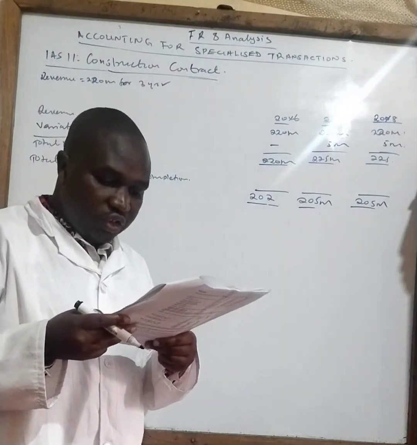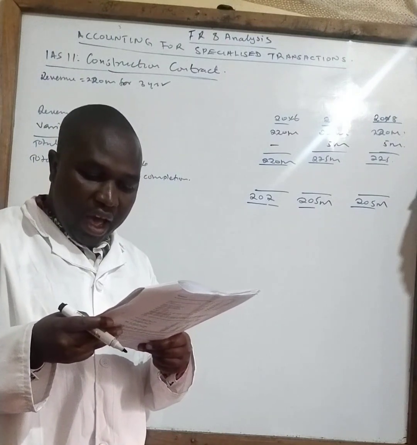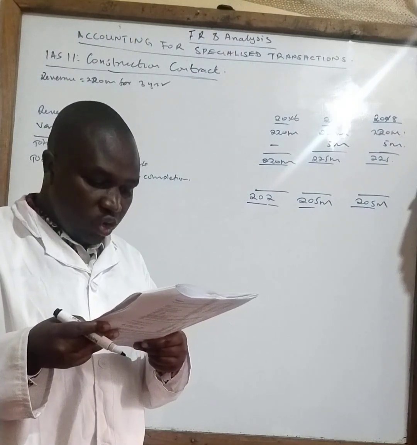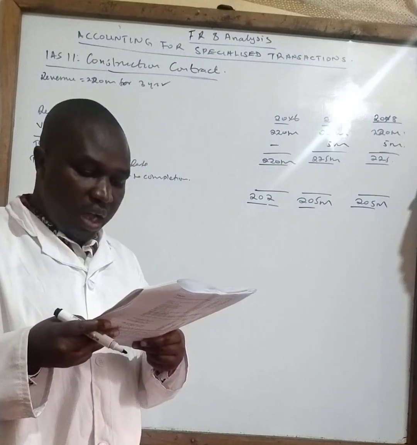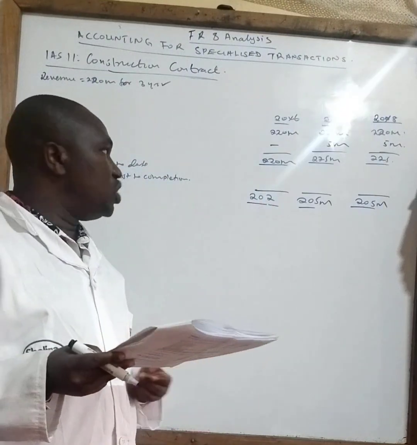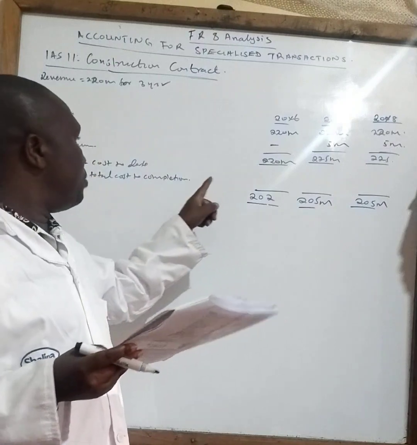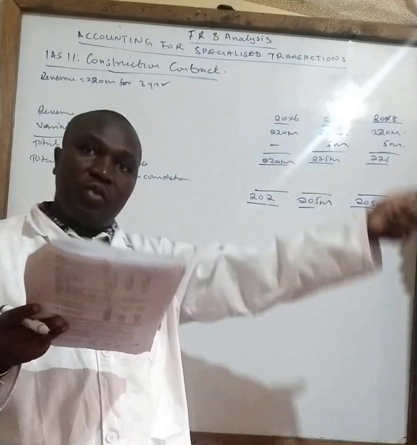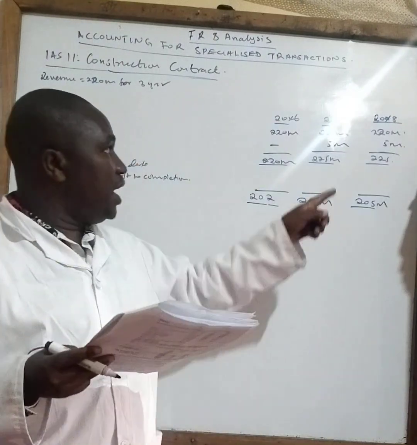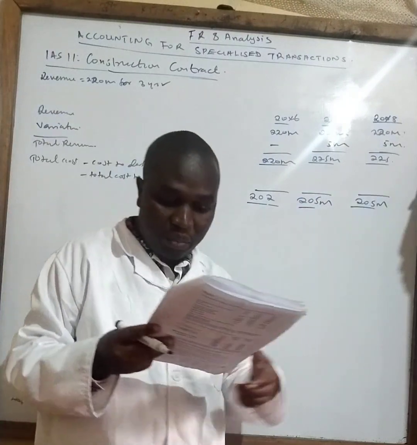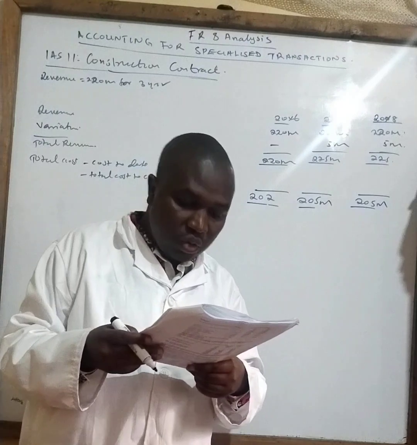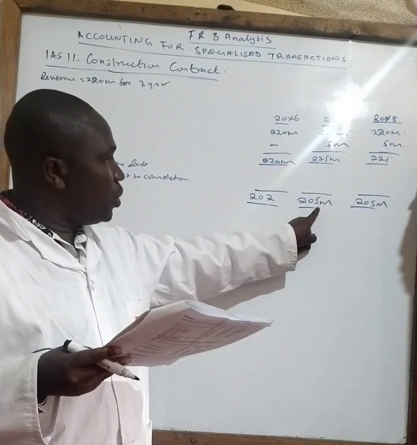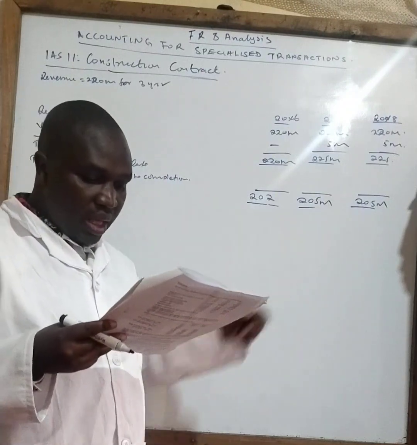Now, continuation. At the end of 2007, there are materials stored on site for use during the following period, which cost 2.5 million. So it means this 2.5 has been included in the year 2007, but they belong to which year? The following year, the following period. That's 2008 for that matter. Correct? So we have to remove the 2.5 from here so that we get the correct figure.